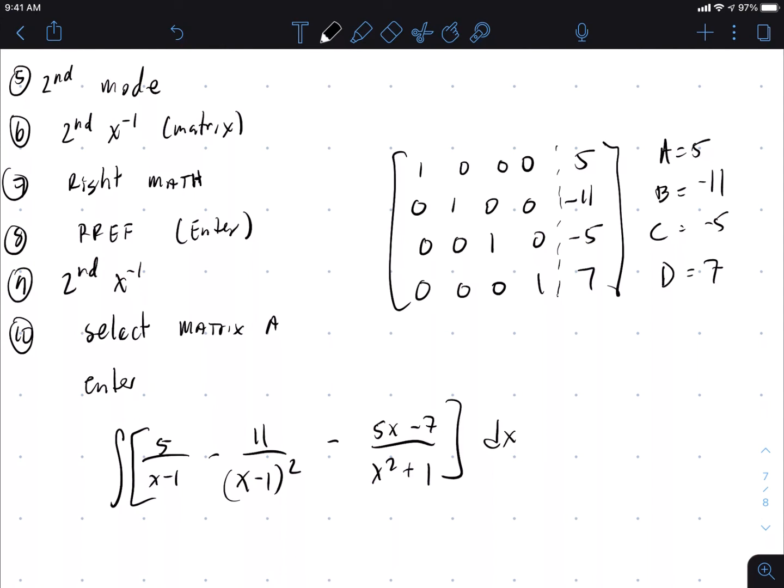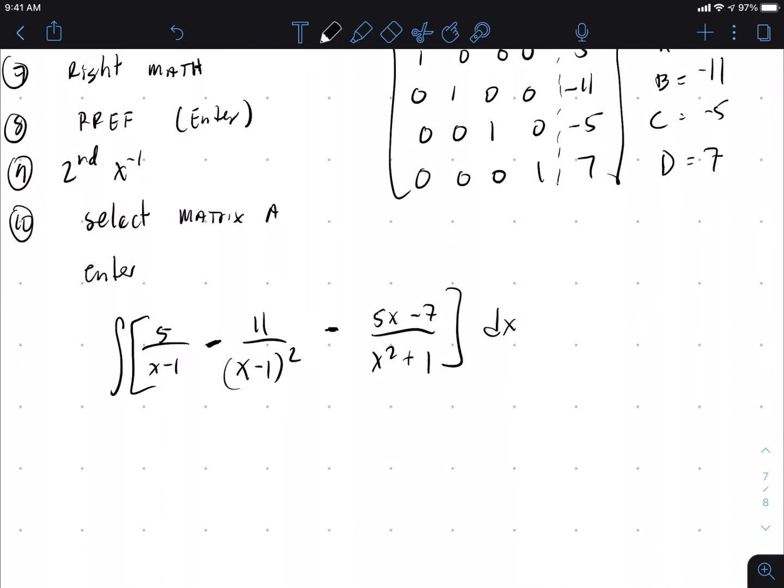Are we okay? Was it 5x plus 7 or 5x minus 7? You mean right here? Because of the minus sign, that's like a distribution. That becomes a negative, and that would become a plus. Oh, okay. Does that make sense? Yeah. Okay. So now this integral is something we can handle. And so the first integral is going to be 5 ln of x minus 1. Agreed?